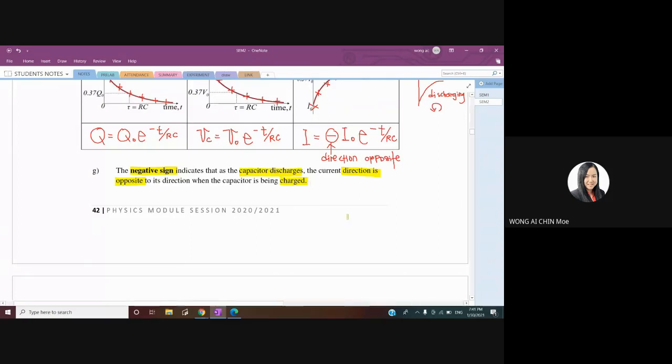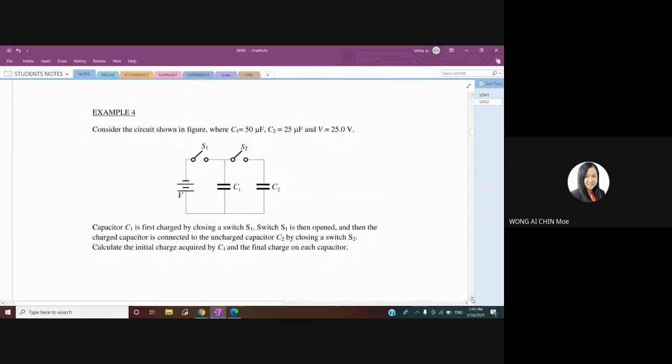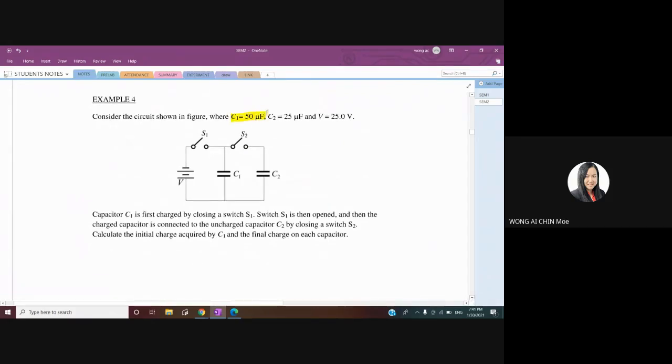Okay, so we try example number 4. Here we have two capacitors. C1 is 50 microfarad, C2 is 25 microfarad, and V here refers to the battery, 25 volt. C1 is first charged by closing S1. Then S1 is opened, and the charged capacitor is connected to the uncharged capacitor by closing S2. This is important: uncharged means that initially C2 has zero charge. Calculate the initial charge acquired by C1 and the final charge on each capacitor.